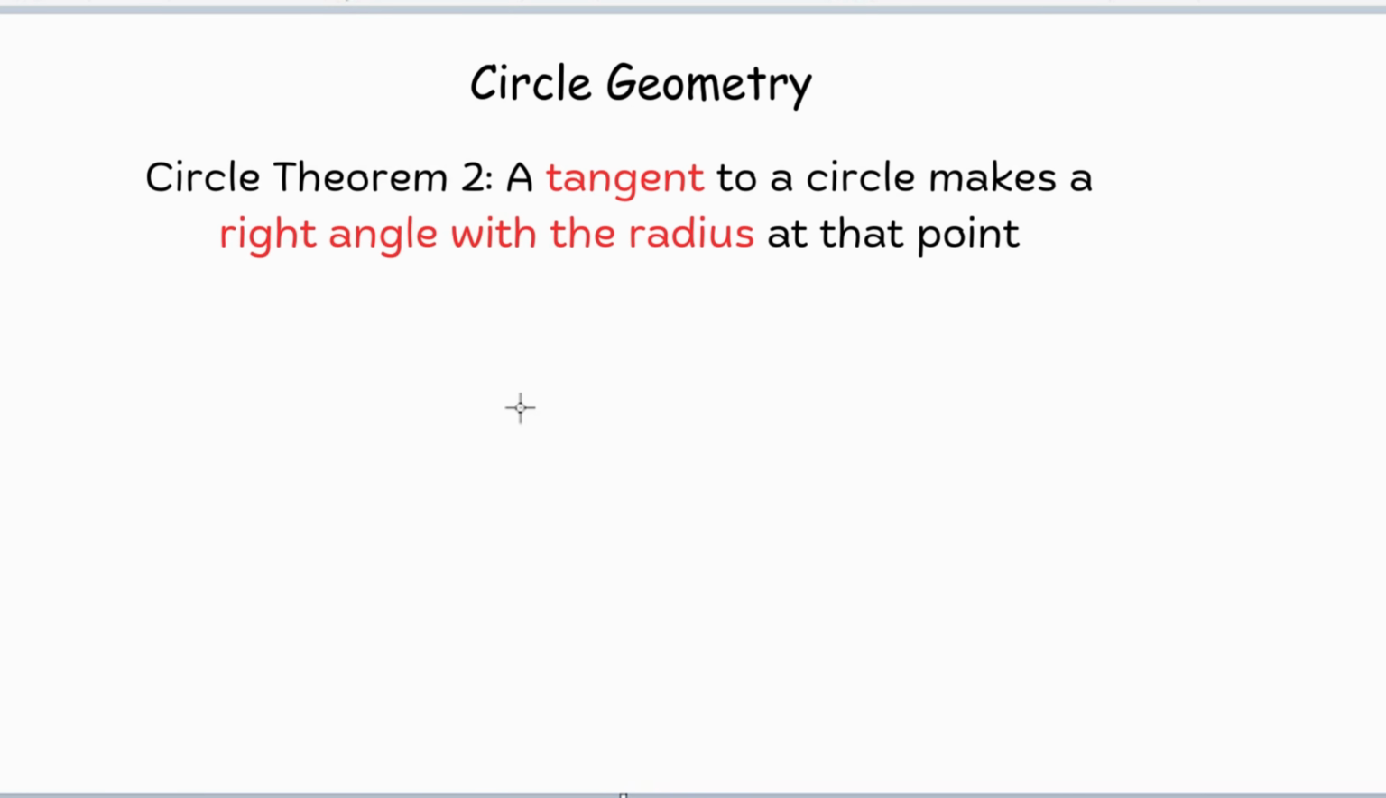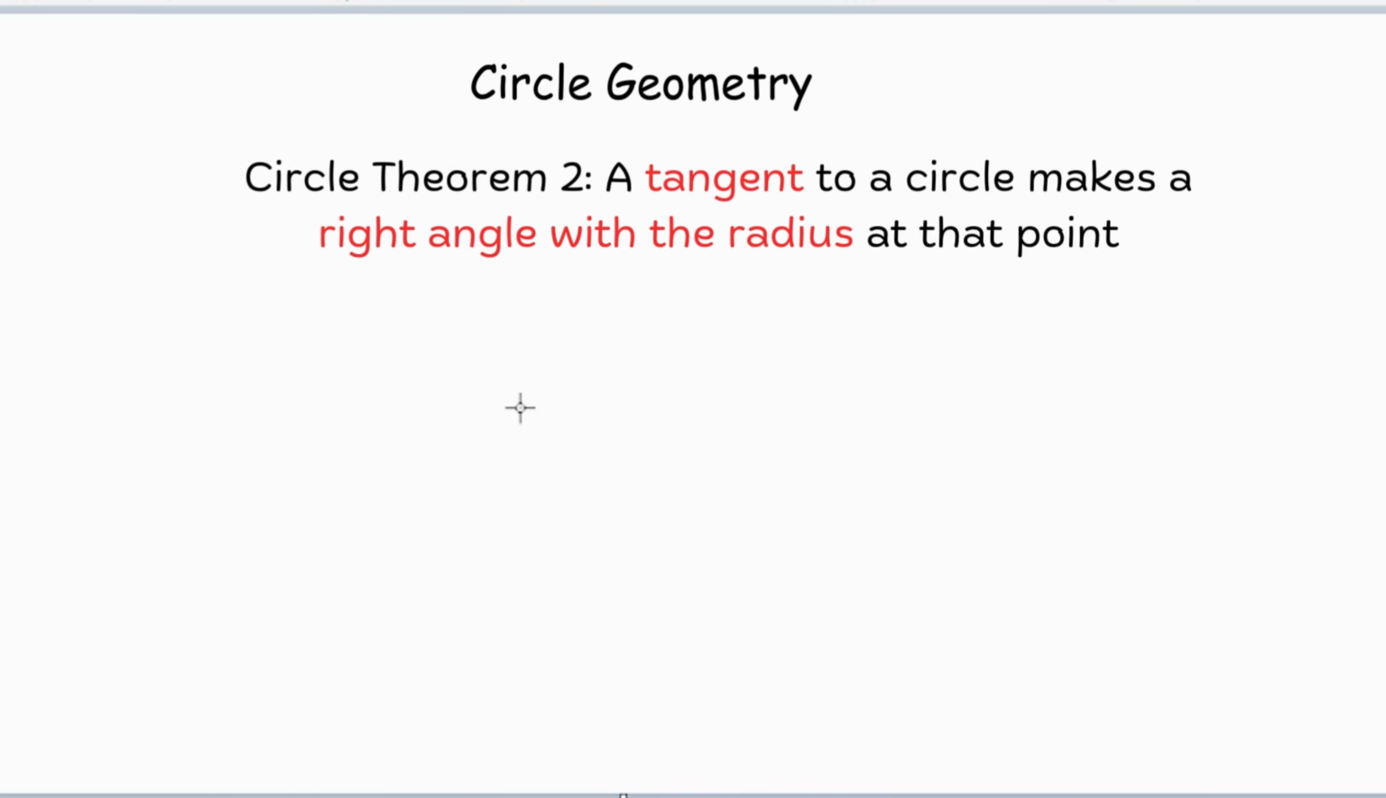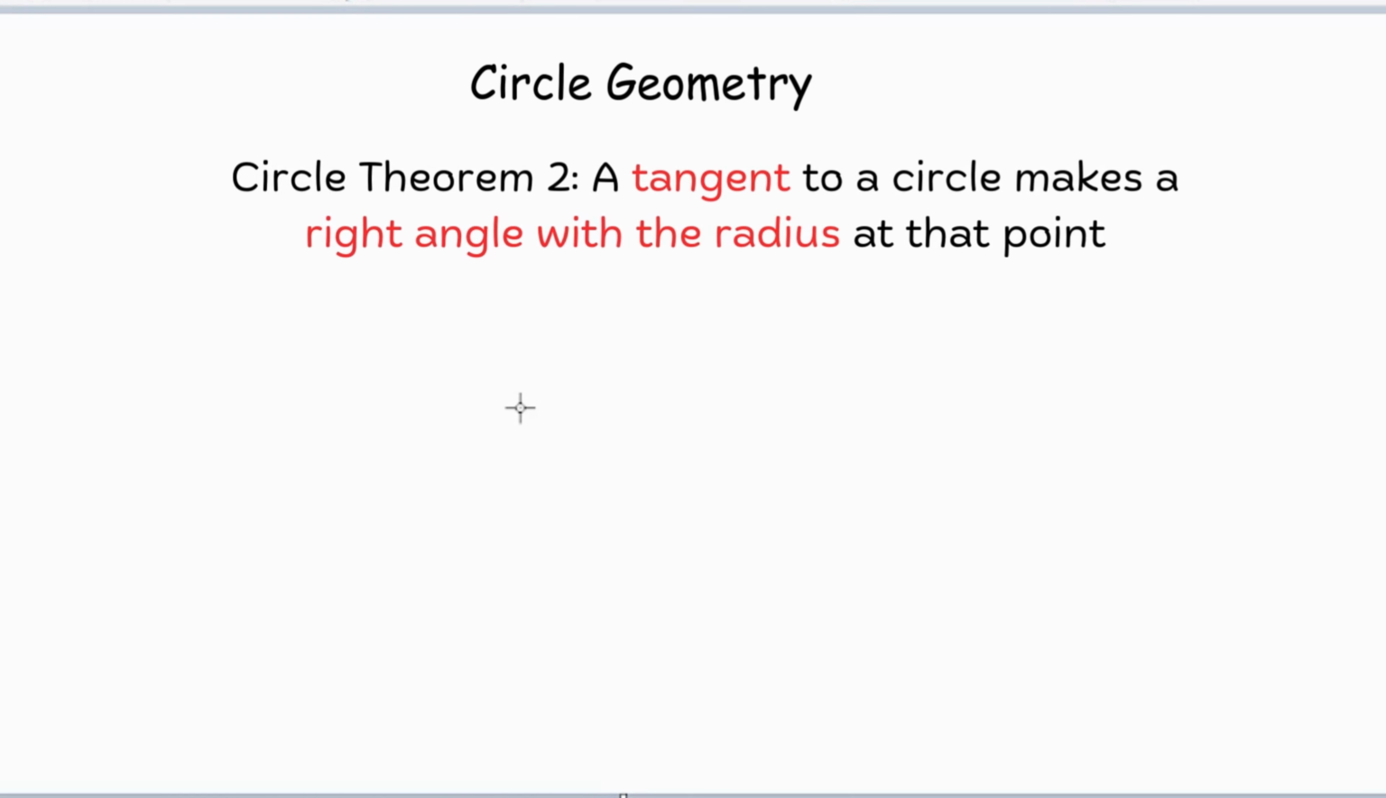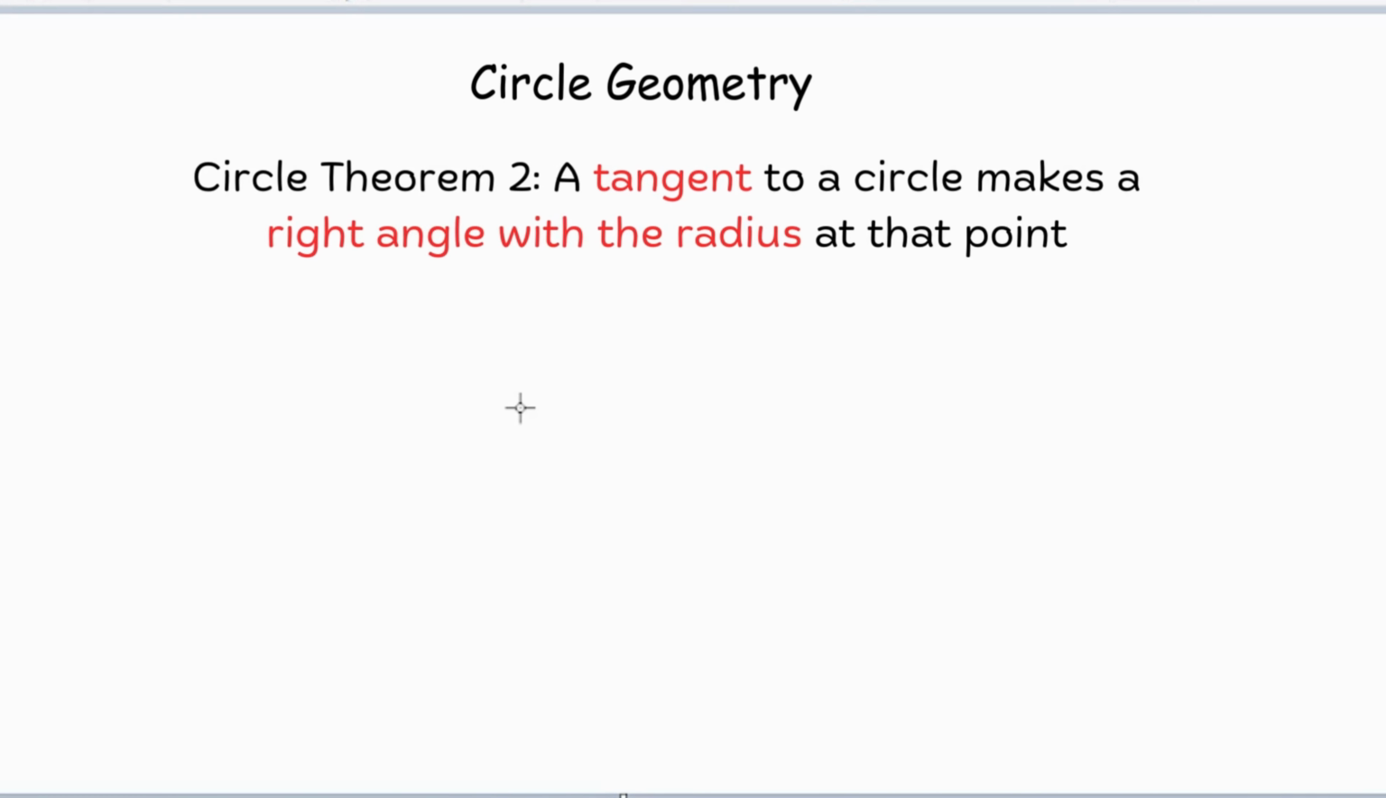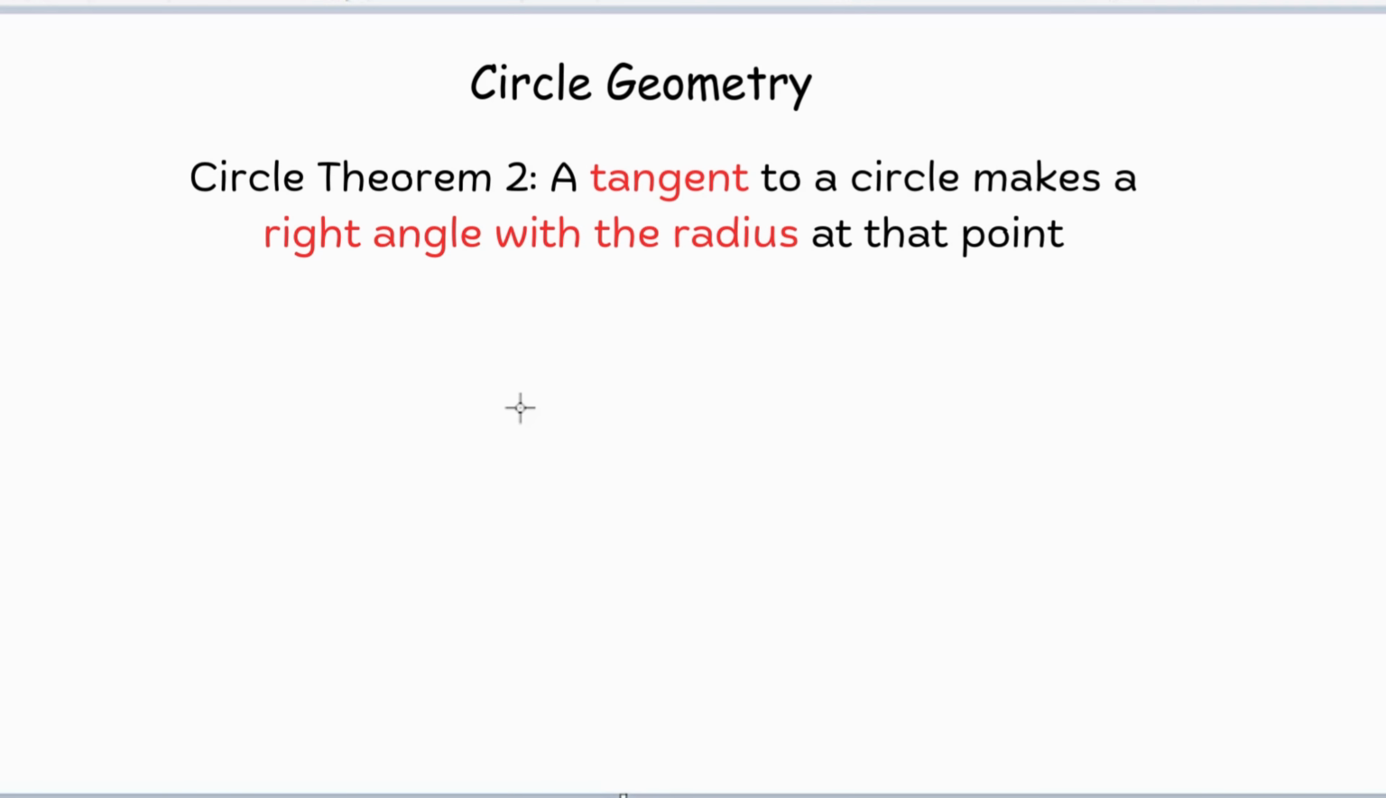Good day everyone. In today's lesson, we are going to discuss another circle theorem, and it states that if a line is tangent to a circle, the line is said to be perpendicular to the radius of the circle at the point of tangency. To understand what a tangent is, we need to draw a circle.